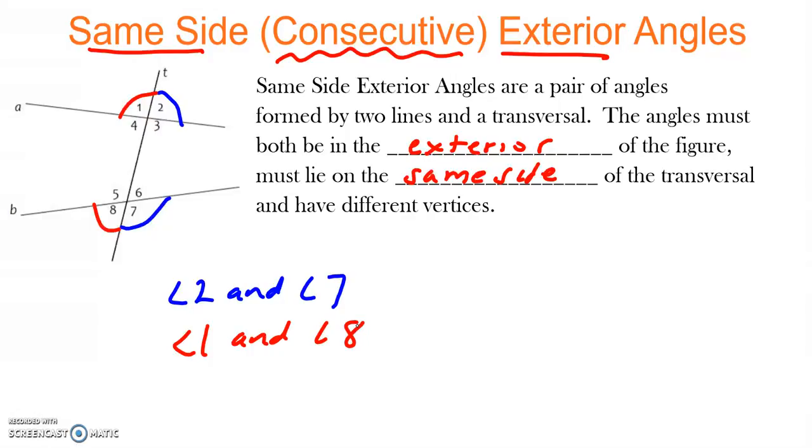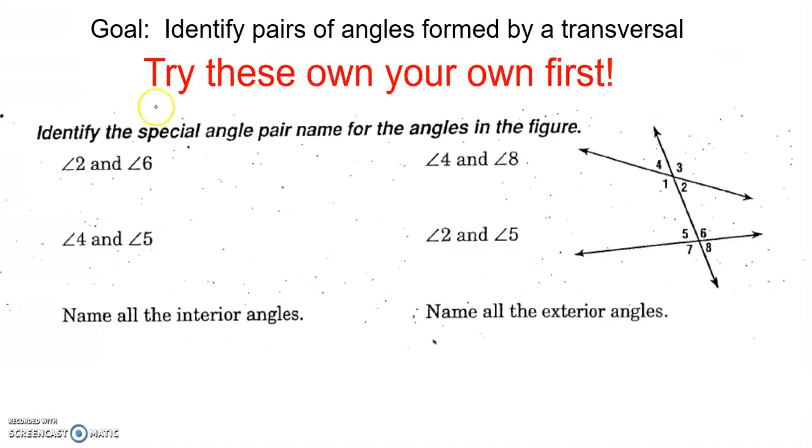So with that all said, I would like you to try these problems here on your own. I would like you to write down what type of angle pair you think it is: alternate interior, alternate exterior, corresponding, same side interior, or same side exterior. What kind of angle pairs do you have here? So I'd like you to please pause the video, try them, and when you come back, I will walk through them and we'll see how you did.